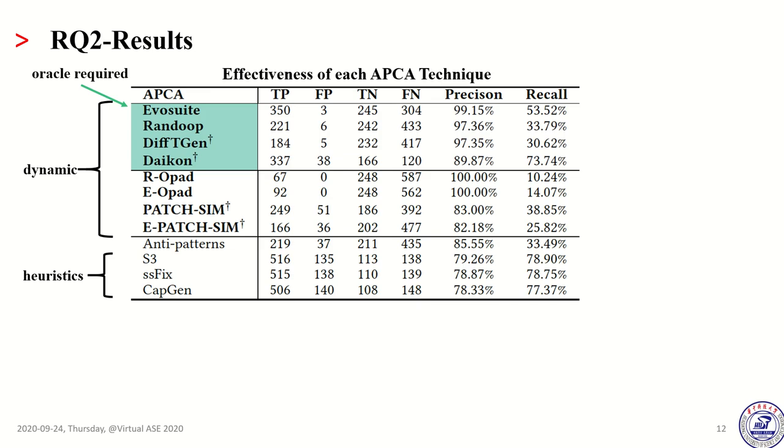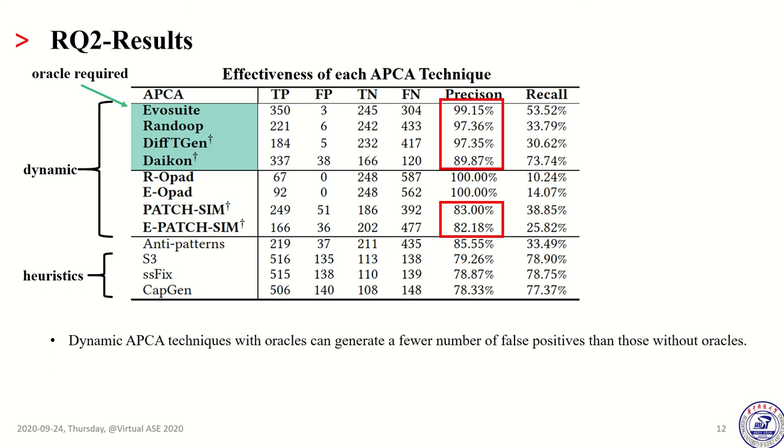Here are the overall results of different APCA techniques on our patch benchmark. Note that heuristics based on static code features are not designed as a standalone technique to identify overfitting patches directly. In this study, we calculate the values for each patch based on their static feature values and then prioritize all the patches based on the obtained values. We can observe that dynamic APCA techniques with oracles can generate a fewer number of false positives than those without oracles.